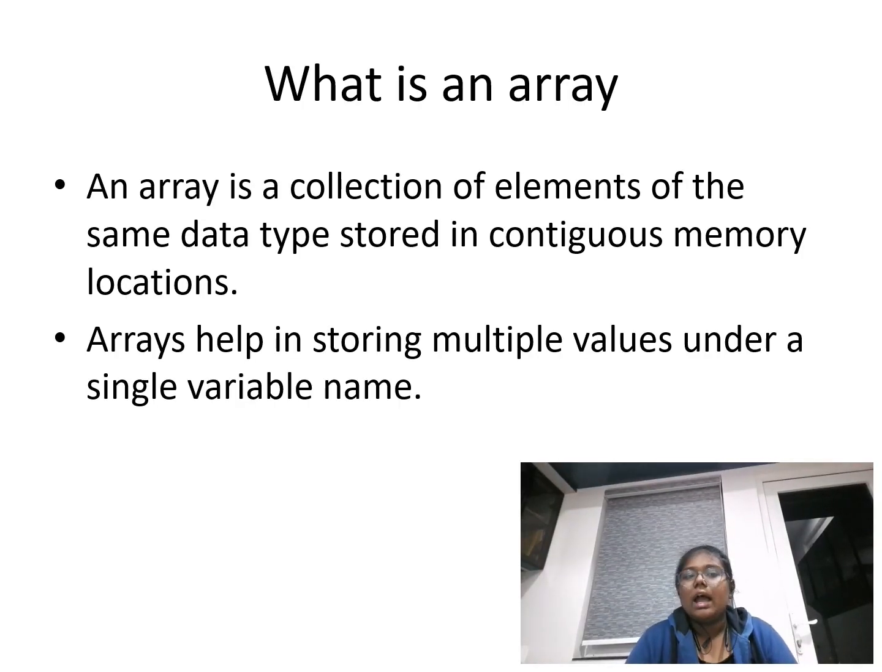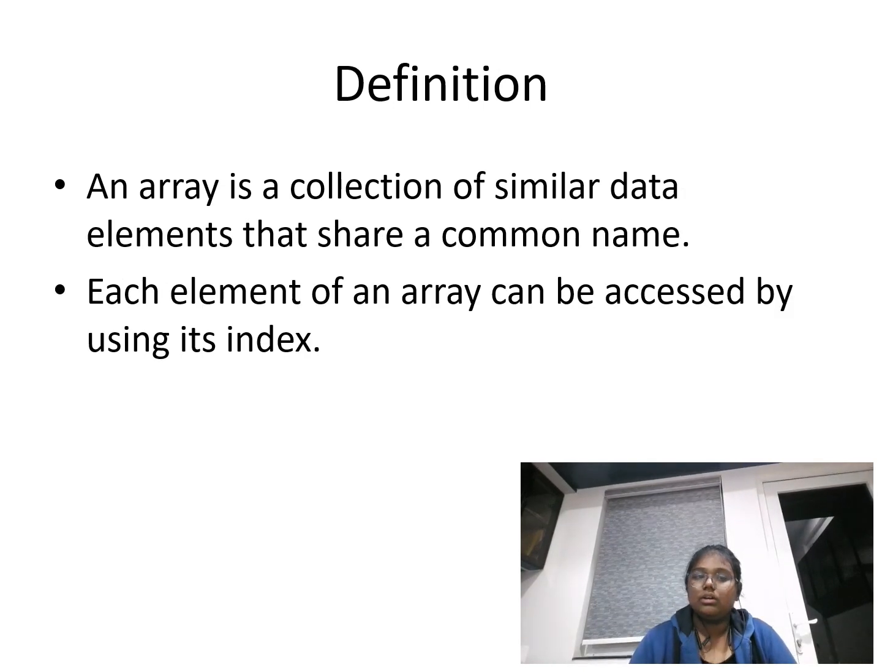What is an array? An array is simply a collection of elements that are all of the same data type. Instead of creating many separate variables, we can store multiple values together using one variable. Arrays are needed when we want to store large amounts of similar data like marks of students or salaries of employees. They help simplify our program and make it easier to process data using loops.